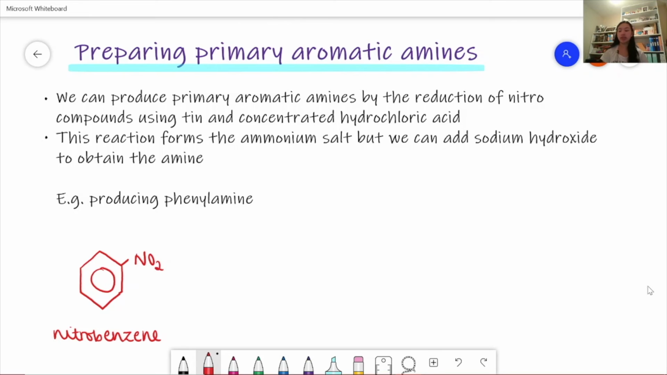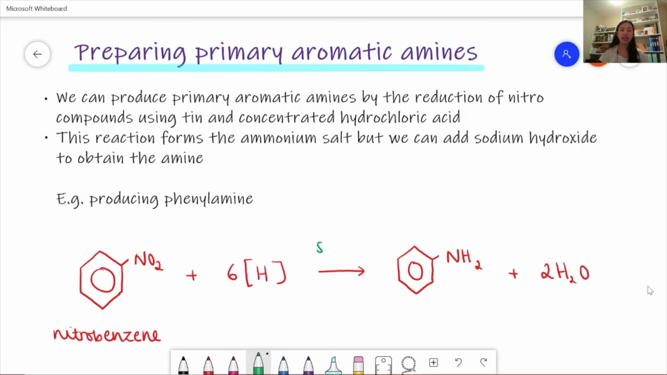And what we can do is reduce this. So we can add 6 reducing agents to form our phenylamine. And we also form 2 waters. So what we're adding in this reaction is tin and hydrochloric acid. So tin will be the catalyst, and we're adding hydrochloric acid to it, followed by the sodium hydroxide. And this is our phenylamine.